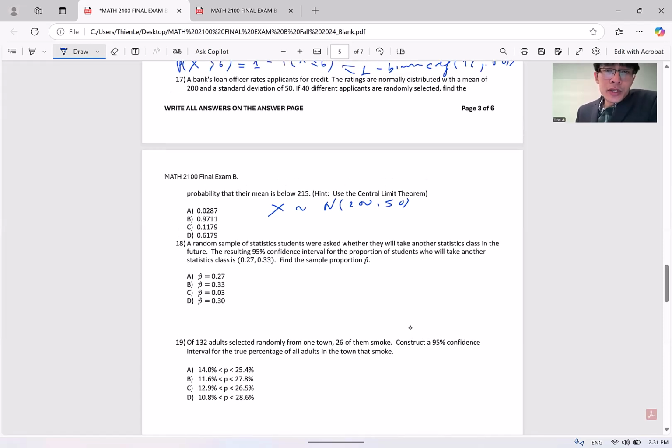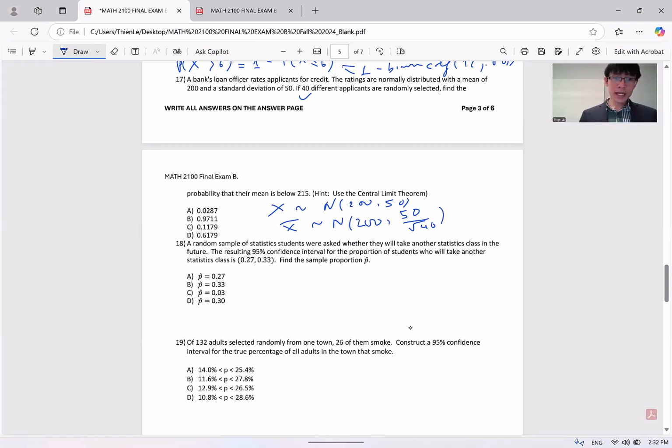Here you randomly choose 40 applicants and you want to look at their mean score. What the central limit theorem tells us is that X bar will follow a normal with the same mean, but the standard deviation shrinks. It's no longer sigma, but sigma divided by the square root of n, where n is the sample size. In this case, your sample size is 40, I'm sorry. So this will be the distribution of the mean score of any combination of 40 people.